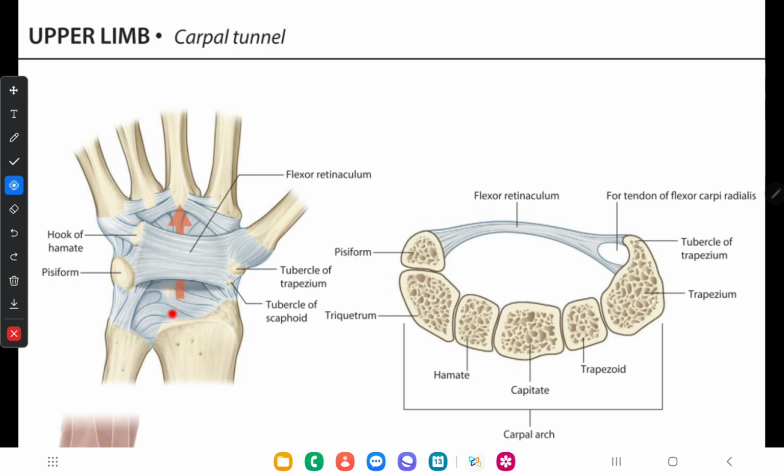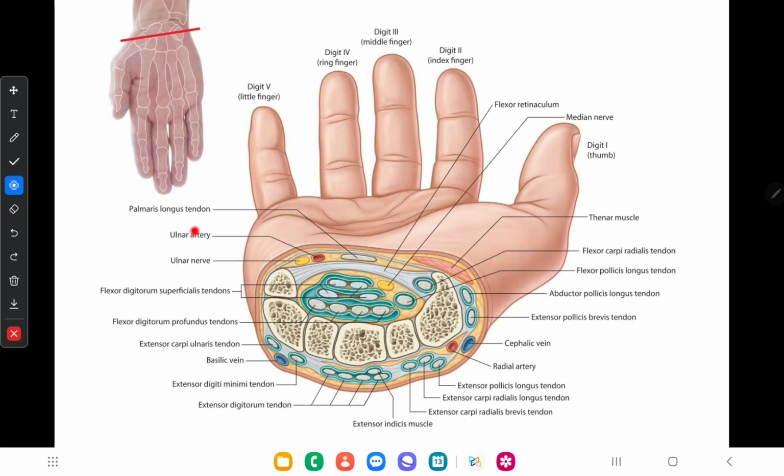What are the four bones involved in the attachment of the flexor retinaculum? Pisiform, hamate, scaphoid and trapezium. Then you have to know about the structures that go through this carpal tunnel. This is the carpal tunnel. These are the carpal bones, and this is the flexor retinaculum.